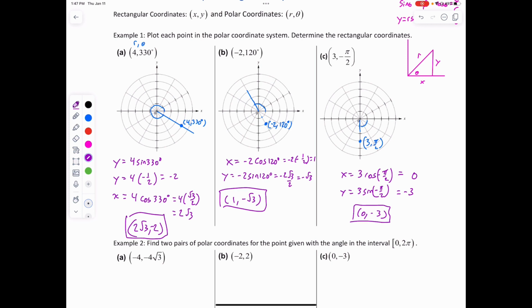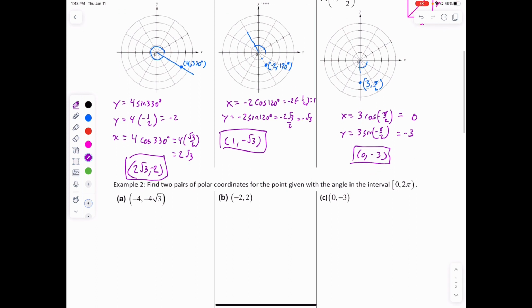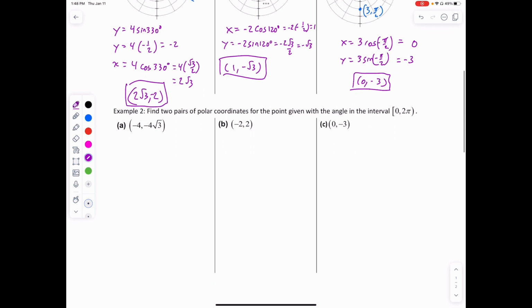All right, so far we've covered a couple things. We've covered how to plot points in polar coordinates and also how to convert them back to rectangular form. Well, what if we have an ordered pair that is in rectangular form and we want to represent it in polar form? Let's try this next example.